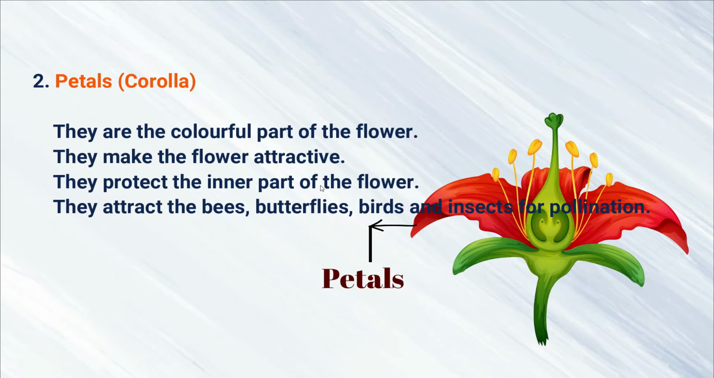They are the colorful part of the flower. They make the flower very attractive. The petals protect the inner part of the flower. They attract the bees, butterflies, birds, and insects for pollination.